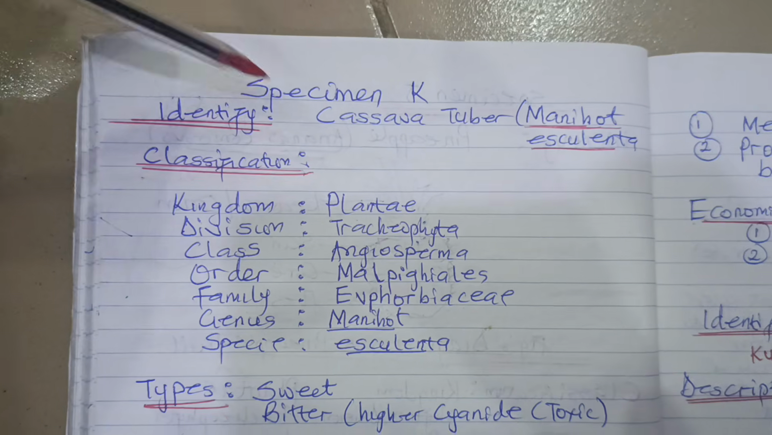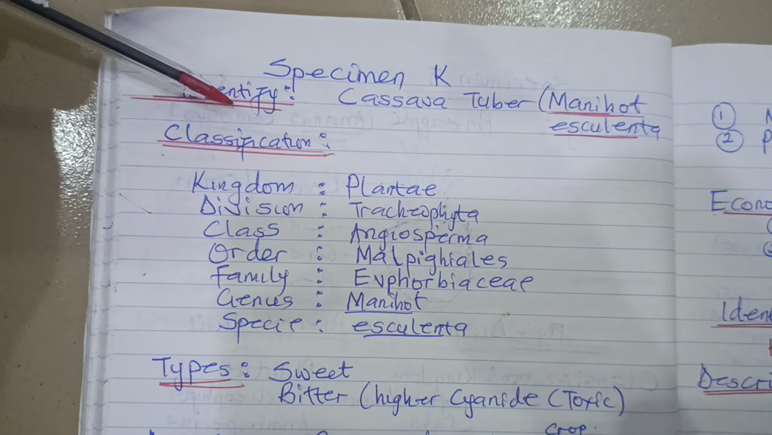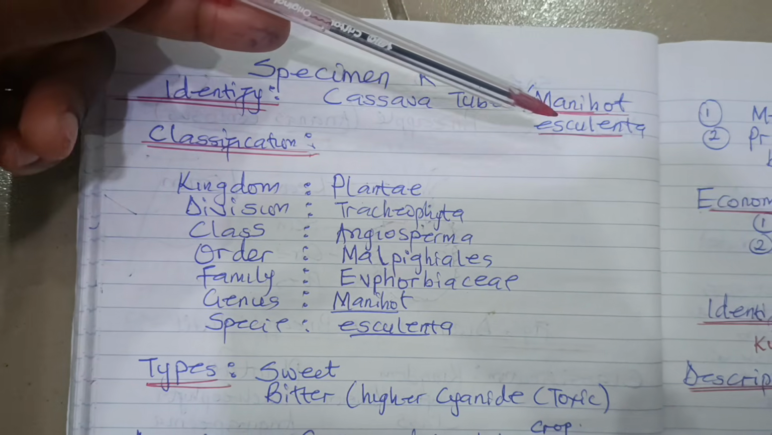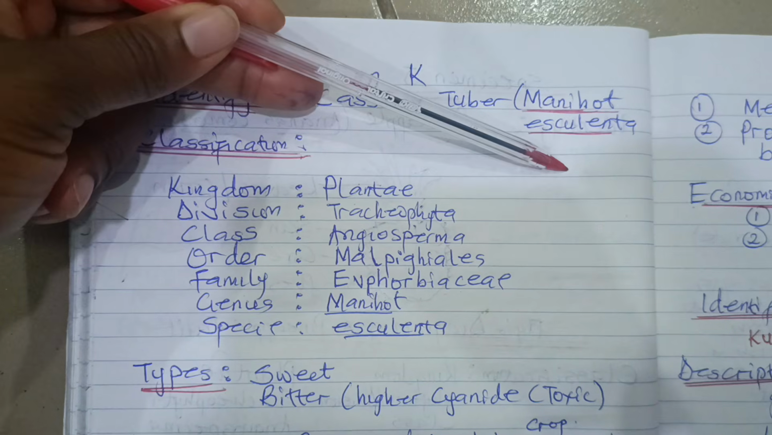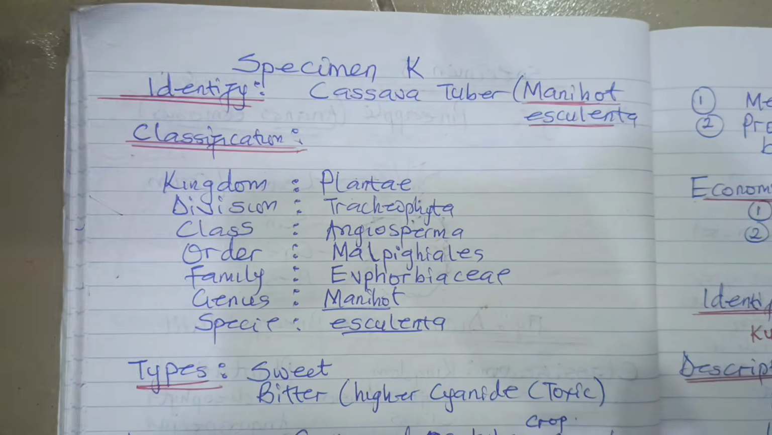So, on to the next specimen, which is specimen K. You are asked to identify it. It is a cassava tuber. All right, and the botanical name is Manihot esculenta. What did I say? Manihot esculenta. So that's easy peasy, right?